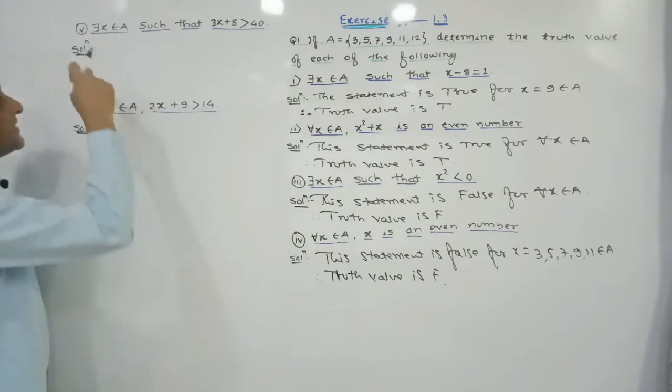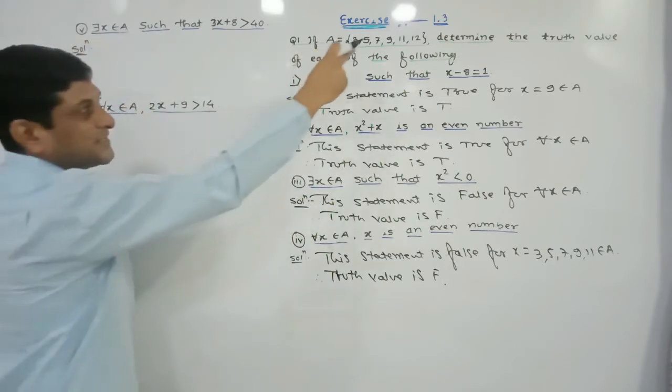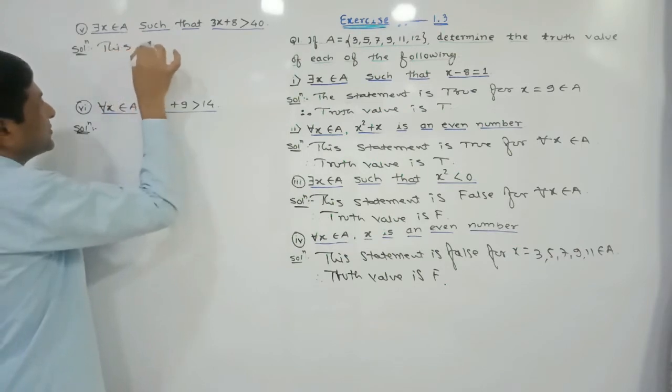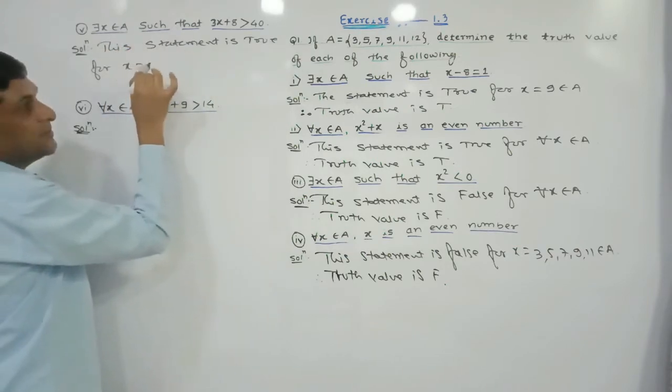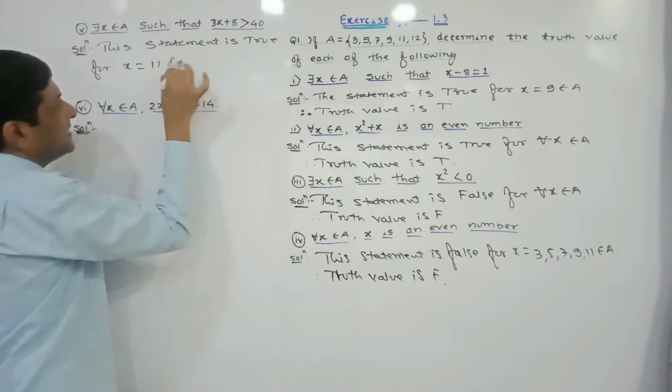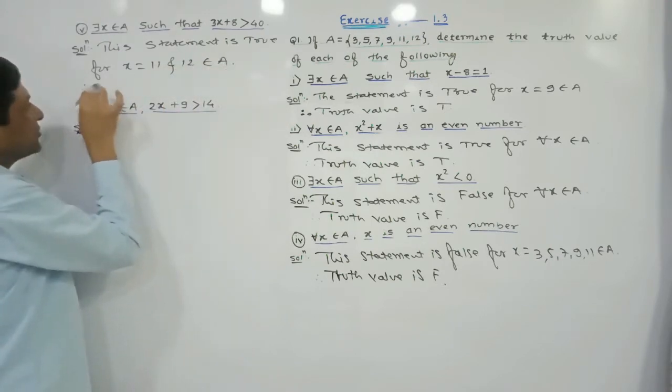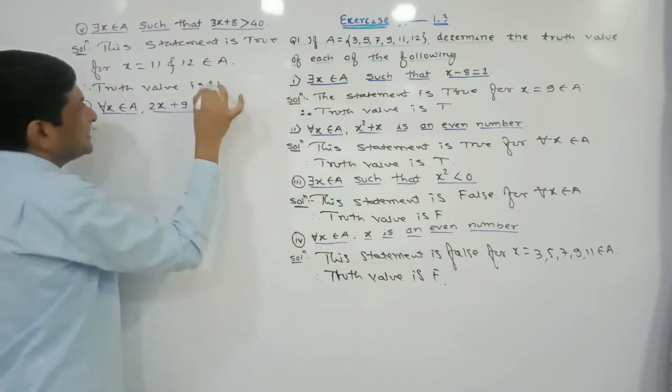So we can say that this statement is true for x equal to 11 and 12 belonging to A. So therefore the truth value is T.